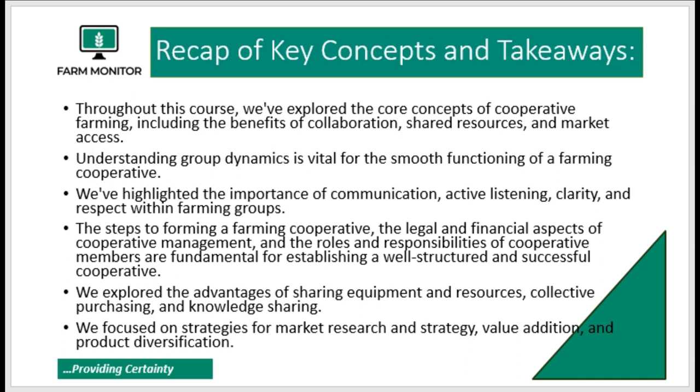So this is a recap. Key takeaways from this class have been highlighted here. Throughout this course, we explored the core concepts of cooperative farming, including the benefits of collaboration, shared resources, market access. Cooperative farming offers the potential for farmers to achieve more together than they can individually.